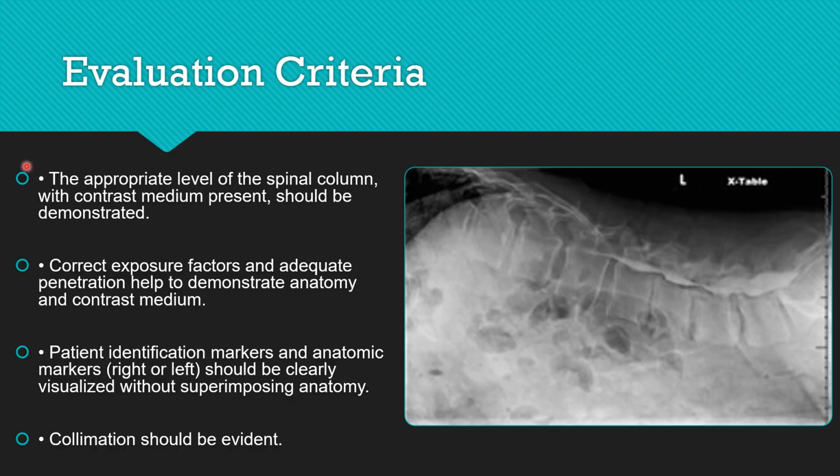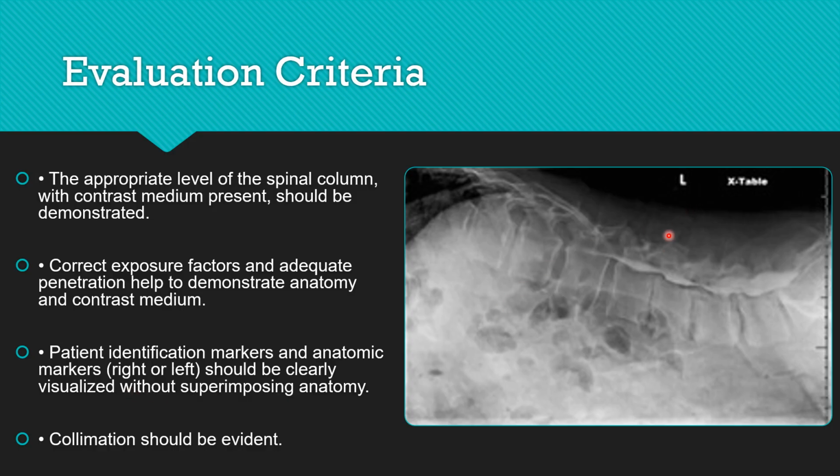Evaluation criteria. The approximate level of spinal column with contrast medium present should be demonstrated so we can see that the contrast is right here in the spinal canal. Left side is closest to the board, so cross table with the left side there. Correct exposure factors and adequate penetration helps to demonstrate anatomy and contrast medium. Patient identification markers and anatomic markers right or left should be clearly visualized without superimposing the anatomy.